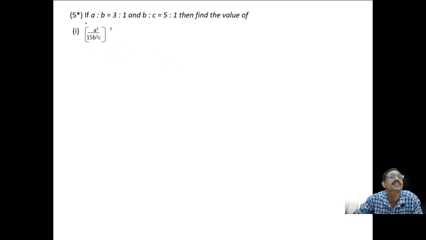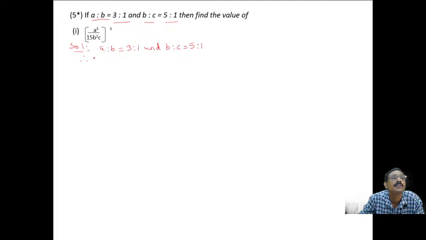Okay, to solve this, what is given to us? Let us first check. A is to B is equal to 3 is to 1 and B is to C is 5 is to 1. Now, in this sum, if you see what is given to us, we will solve with that solution. What is given to us? A is to B, so we write it as A is to B is equal to 3 is to 1 and B is to C is equal to 5 is to 1.